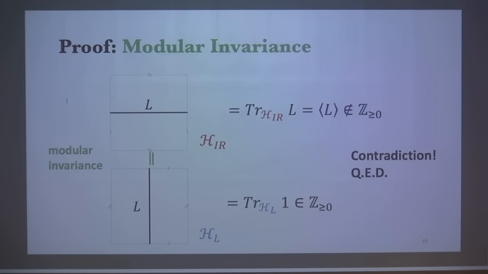Let me comment on how to circumvent this contradiction if you do not assume the vacuum is trivially gapped. Suppose there are degenerate vacua, then the upper calculation will receive contribution from multiple terms, and those numbers might add up to be a non-negative integer.